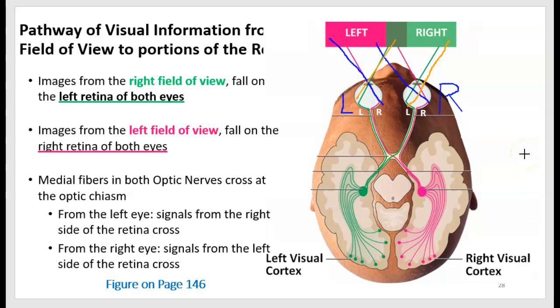That right away sets up the pathway of neural transmission and what side of the brain it's going to go to. So notice that anything in the medial eye, so for the left eye, that would be the right side of it, right here. And for the right eye, the medial part of it, which would be the left side, that information is going to cross over to the opposite side.